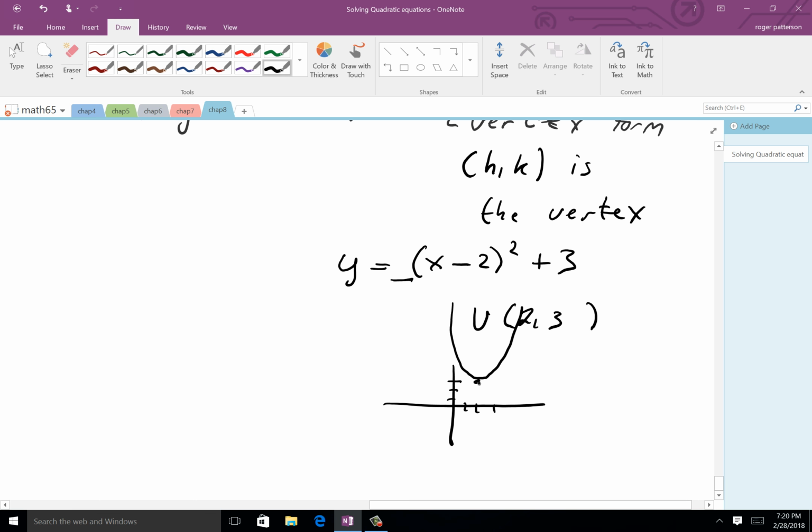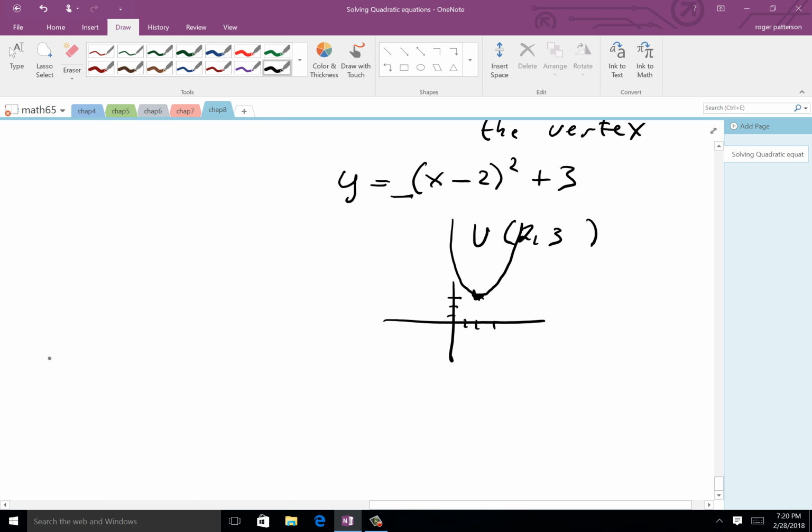So see, I can sketch one of these guys if I understand vertex form. Okay? I can do it without graphing it. I bet you can do it faster than you could in Desmos, if you understand vertex form. So let's write down some of the stuff that we said.